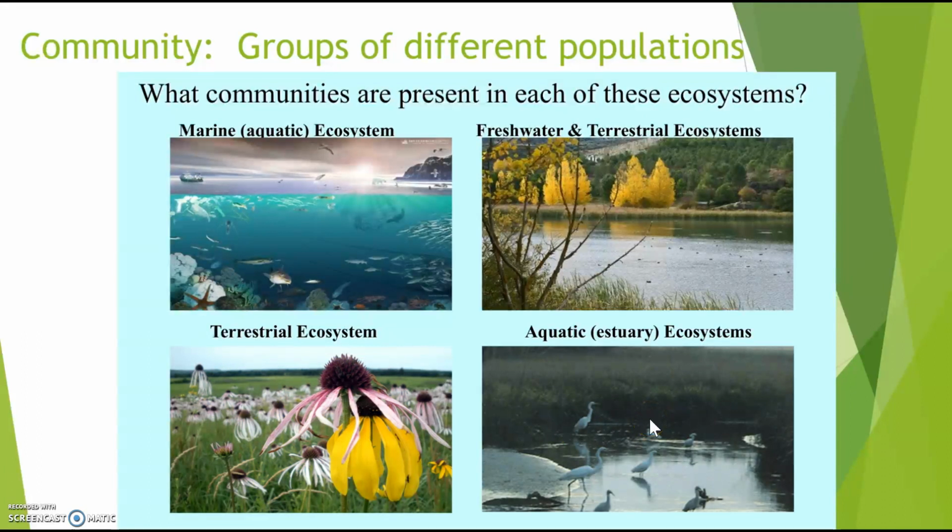And then we have the aquatic or estuary ecosystem. We're looking at the population of birds, the population of maybe fish within the lake, and the population of the grasses at the back there. So different types of populations make up communities.